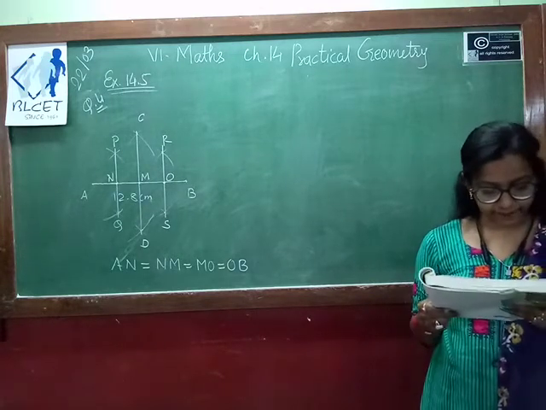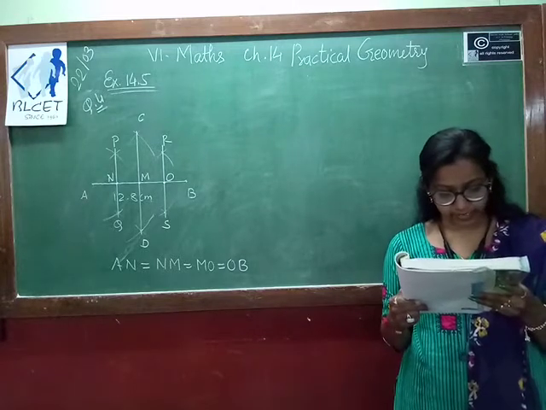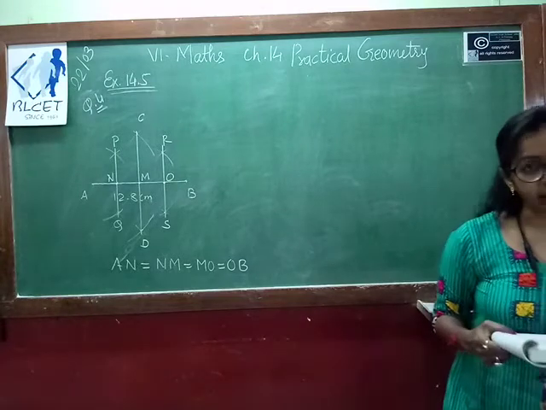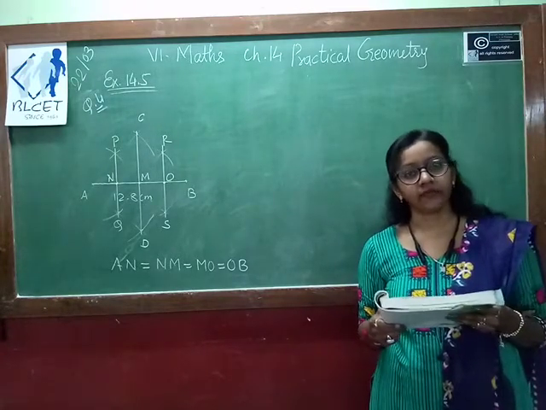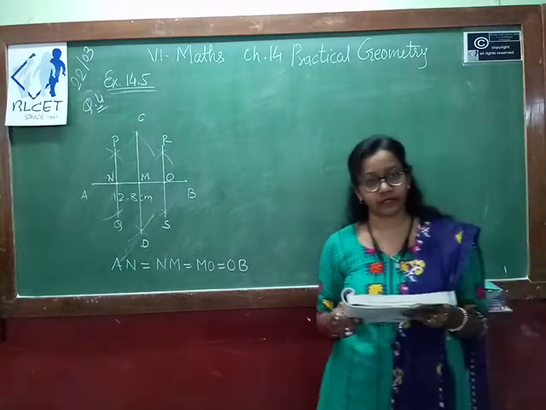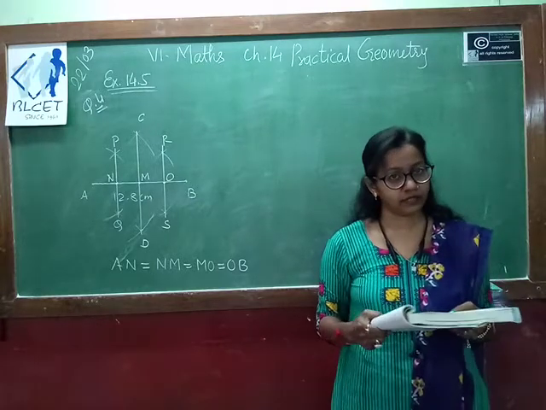Question number 5. With PQ of length 6.1 cm as diameter, draw a circle. As we all know, if you want to draw a circle, what is needed? If the diameter is given, then we have to find the radius. 6.1 is the diameter. So what is the radius?